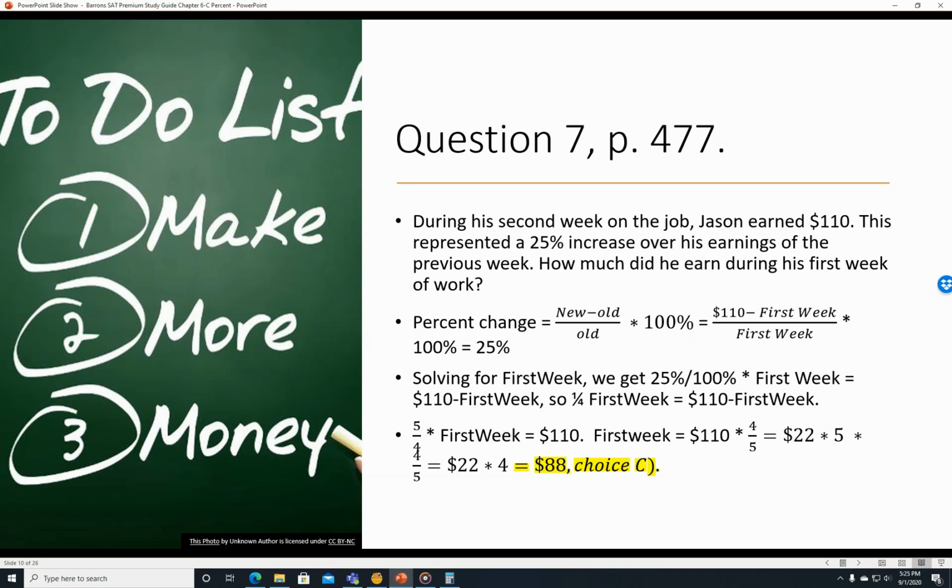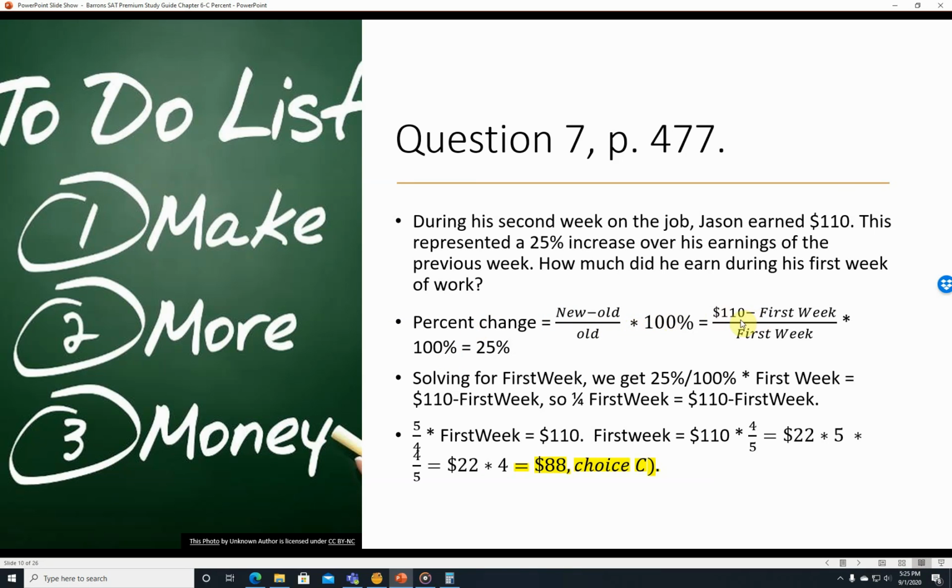Question 7, page 477. During his second week on the job, Jason earned $110. This represented a 25% increase over his earnings of the previous week. How much did he earn during his first week of work? Well, the percent change is going to be new minus old over old, same as we did on the previous problem. So it's a new value minus the old value over the old value times 100%.